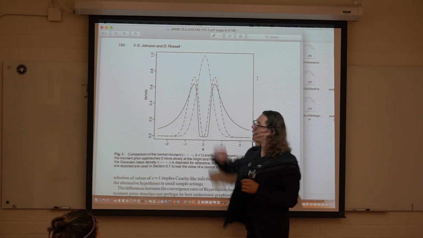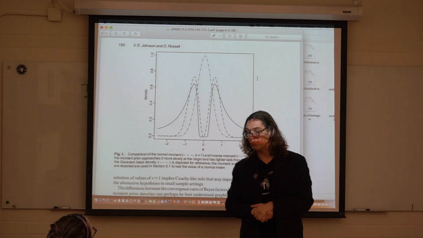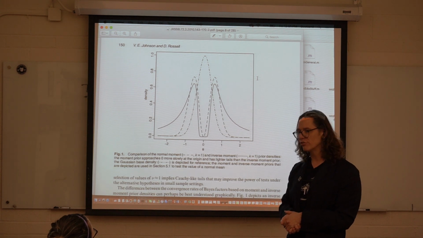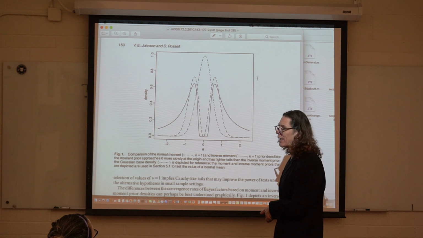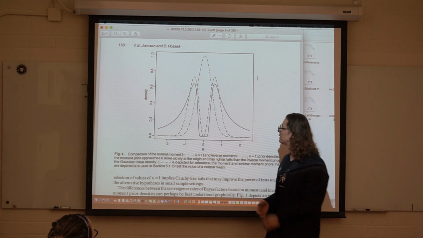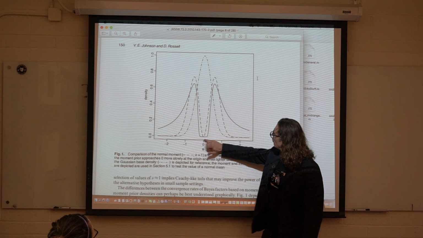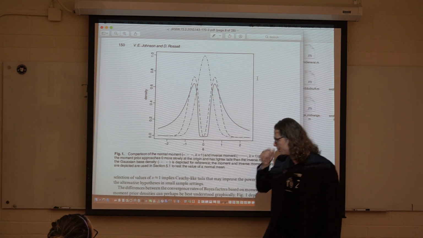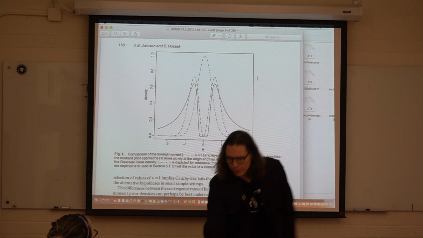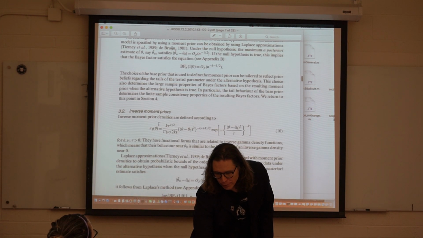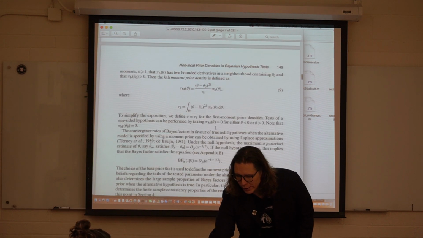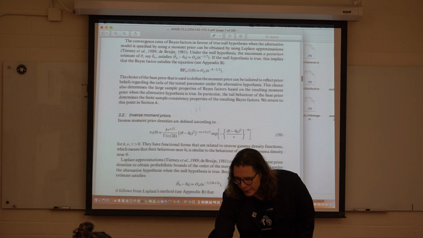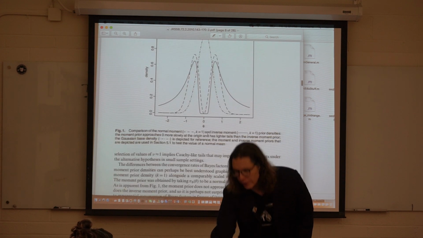But with the normal prior, while you do get good answers sometimes, it puts a little bit too much mass on the null versus the alternative. And Val wants to correct that. So what did he do? He ended up saying, well, there's a couple of different priors here. There are moment priors and then inverse moment priors. The inverse moment prior is the one we're going to look at.